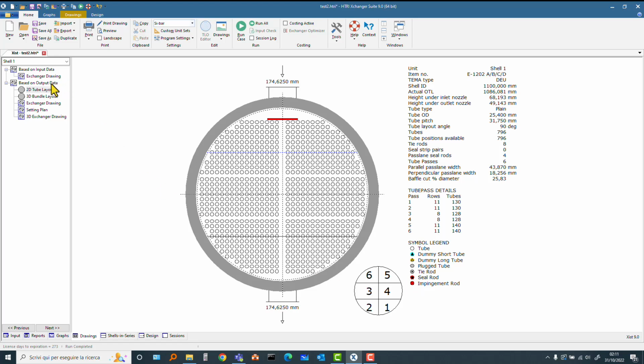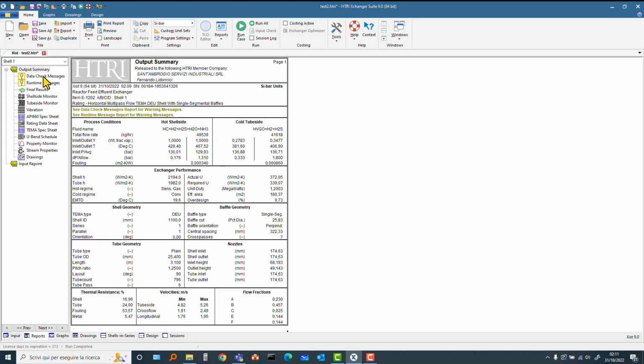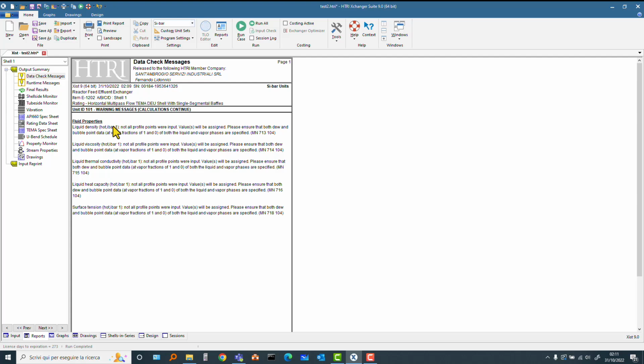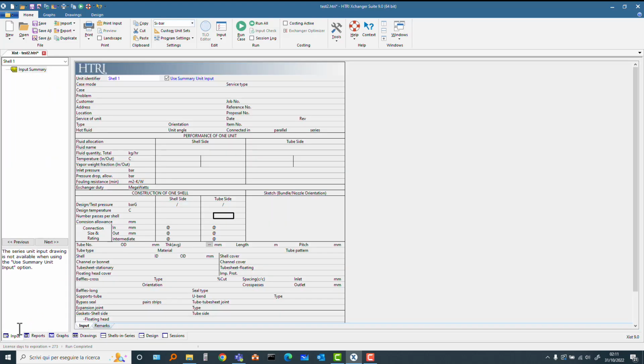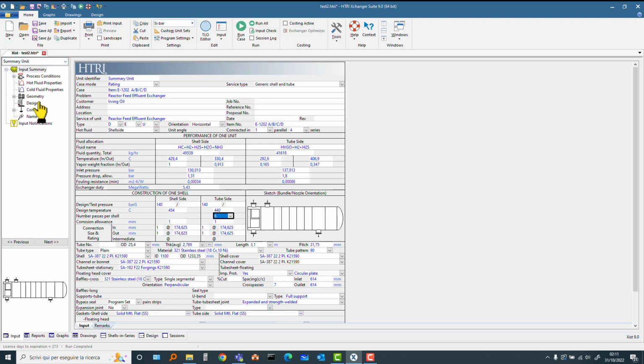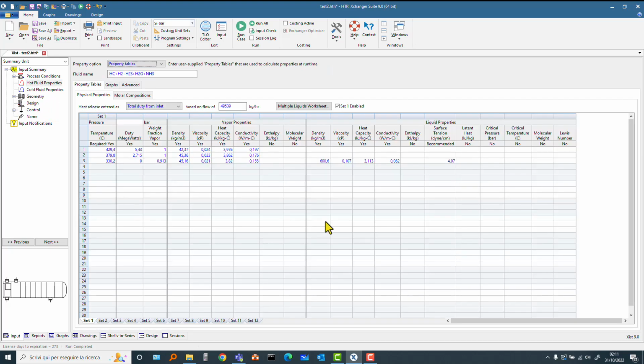However, let's look if there is some kind of message. So in our report, data check messages, fluid properties, liquid density, liquid viscosity. This is something that has to do with the input data that was given at the beginning. So the input data here are curves. So let's look at the summary unit, design geometry, design hot fluid properties. You see, this is the hot fluid.